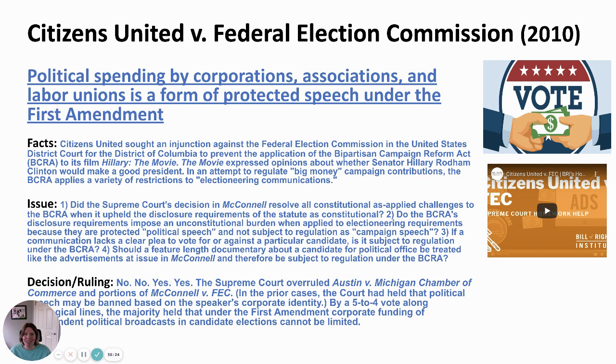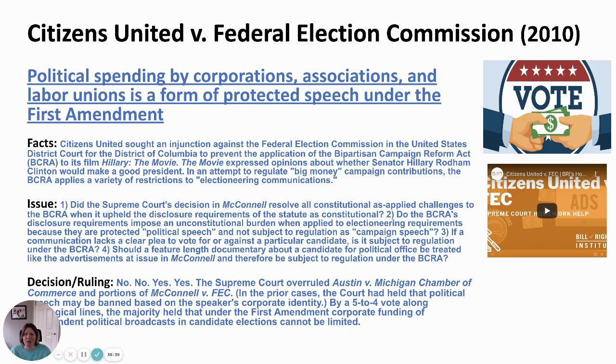In an attempt to regulate big money campaign contributions, the BCRA applies a variety of restrictions to what we call electioneering communications. So the BCRA was intended to limit this kind of electioneering and try to limit the money in politics, basically. So there's a couple issues that the court looked at.